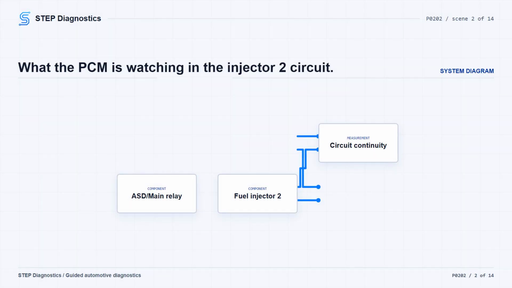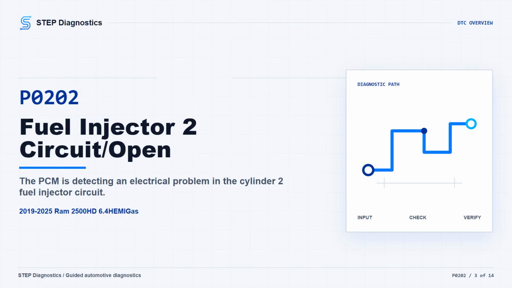The possible fault areas can include the injector power feed, the injector control side, connector or harness problems, the injector coil or pintle movement, and in some cases the PCM driver. The monitor runs when the ignition is on, battery voltage is above 10.9 volts, engine speed is below 3000 RPM, and the ASD/main relay is powering the injector. The PCM is watching circuit continuity and the inductive spike from the injector coil. Anything that reduces maximum current flow or reduces that voltage spike can set this code.